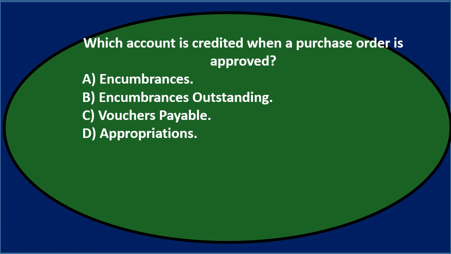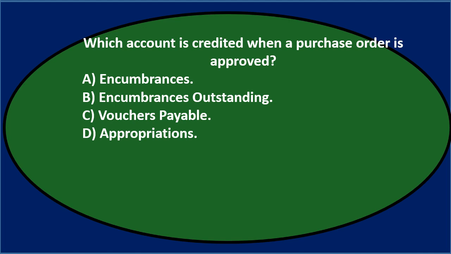Next question. Which account is credited when a purchase order is approved? Either A, encumbrances, B, encumbrances outstanding, C, vouchers payable, or D, appropriations. Let's go through this again using the process of elimination. Which account is credited when a purchase order is approved?